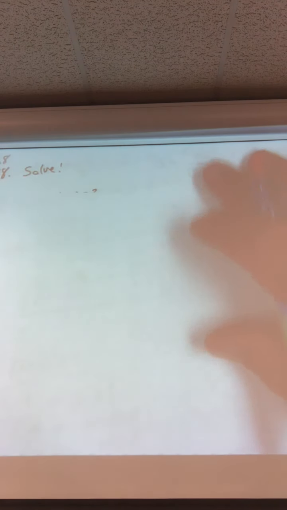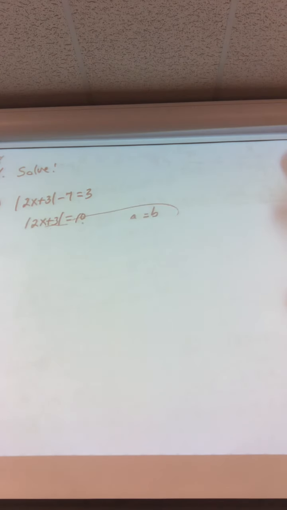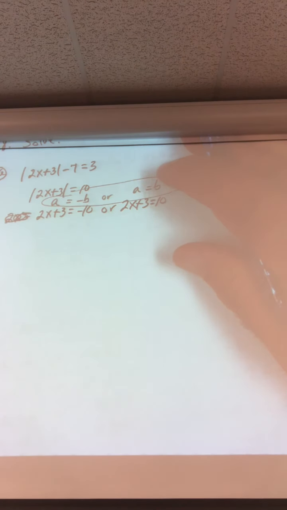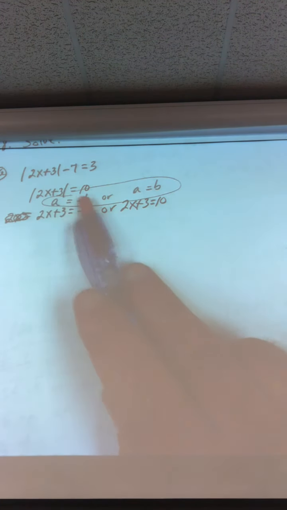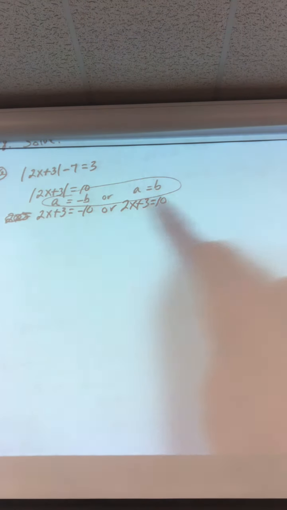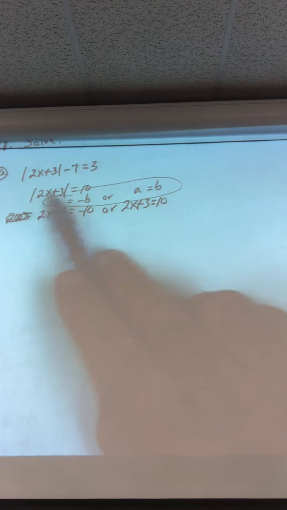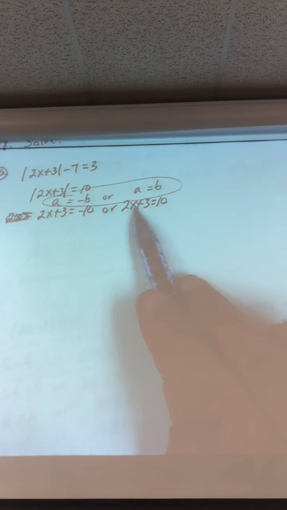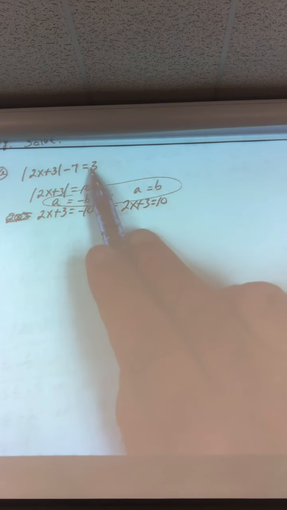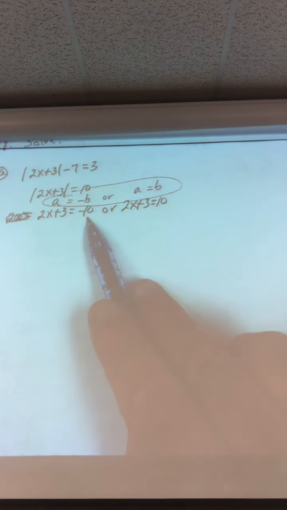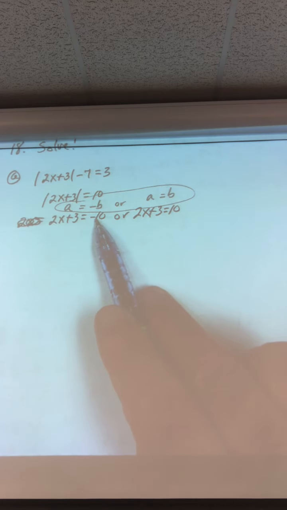Step 1, isolate the absolute value term on a side by itself. Next, get your A and B. This is A and this is B, and then there's the formula. Why am I using this formula? Because it's absolute value equal. So replace A with 2x plus 3. Replace B with 10, not 3. So replace B with 10. This is 10, but it has a negative with it.